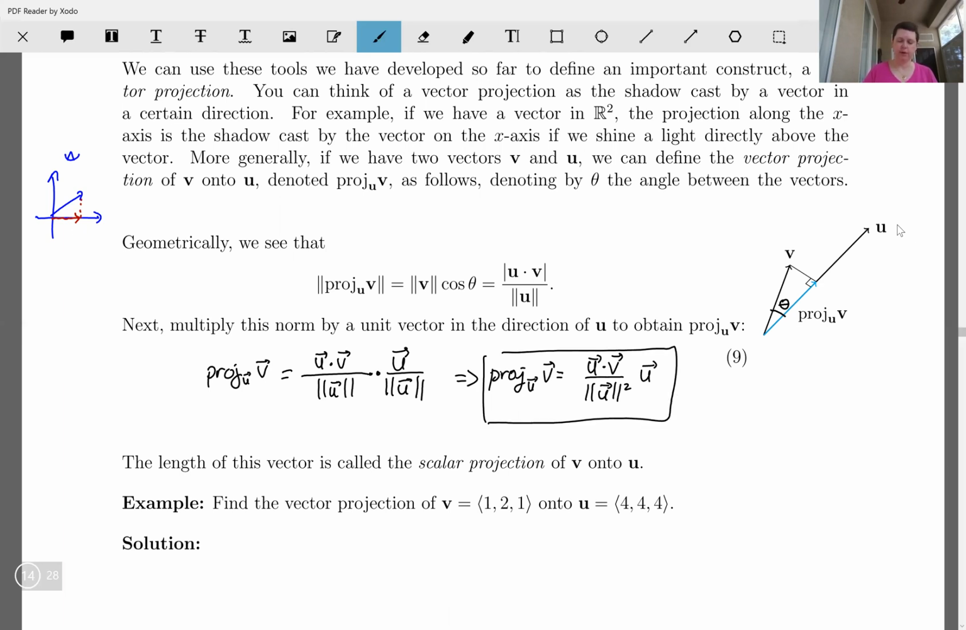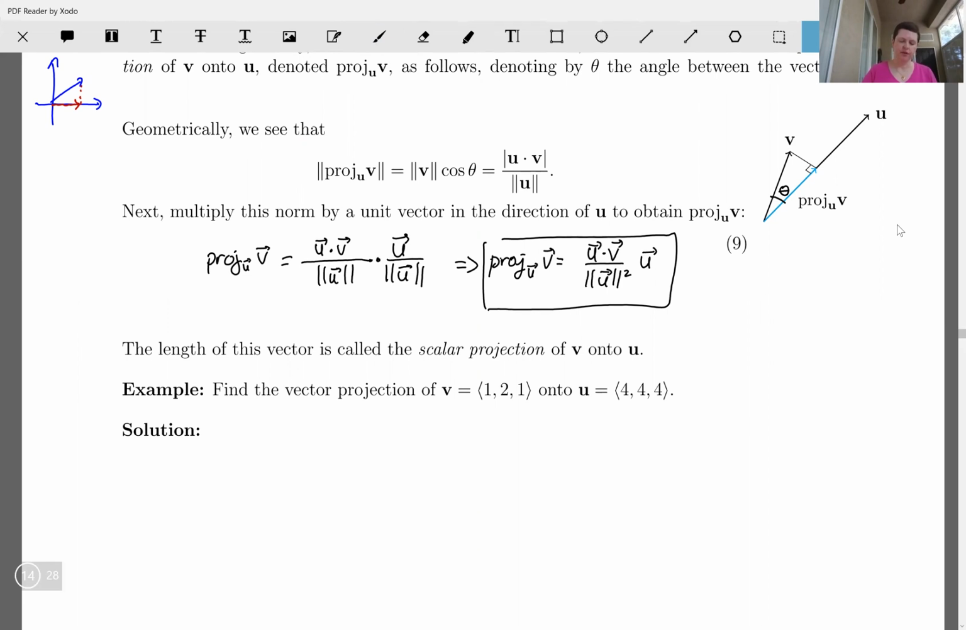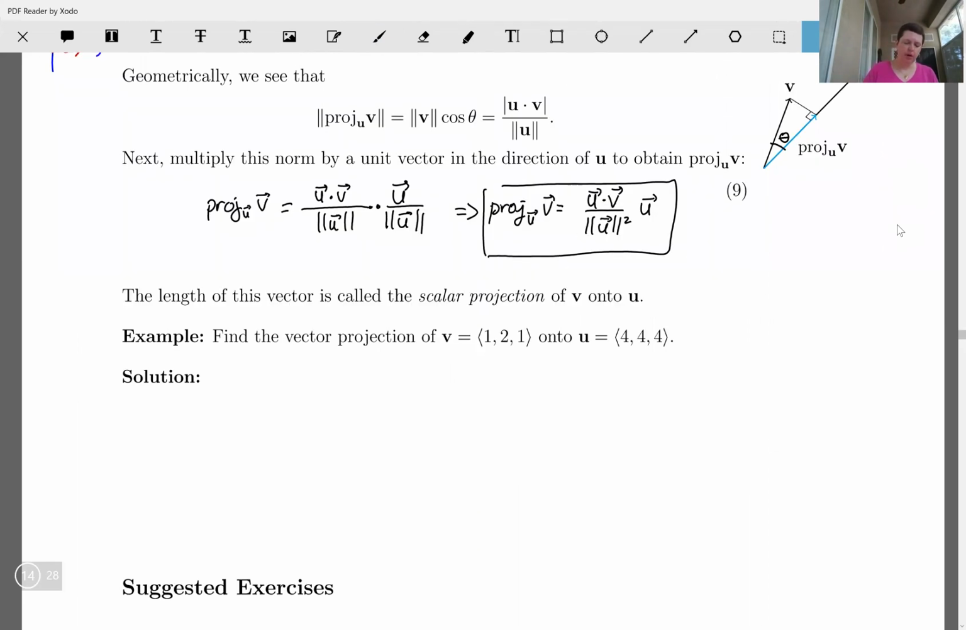And that's equation 9. The length of this vector is the scalar projection of v onto u, right? So we're not actually multiplying the norm itself, we're just multiplying sort of the direction of the norm. Okay, let's do an example, and then we will call it a recording.